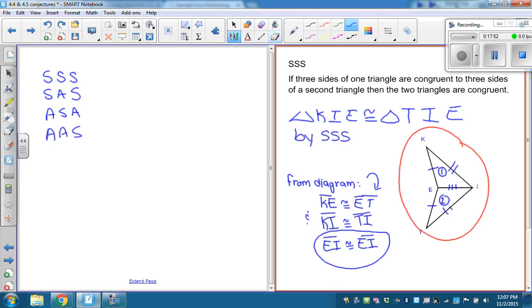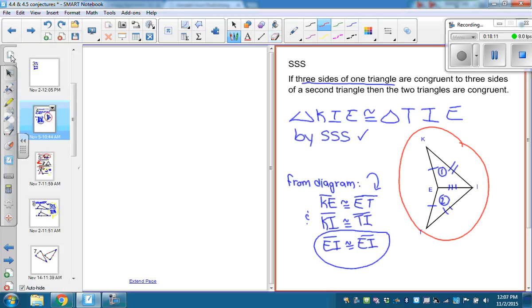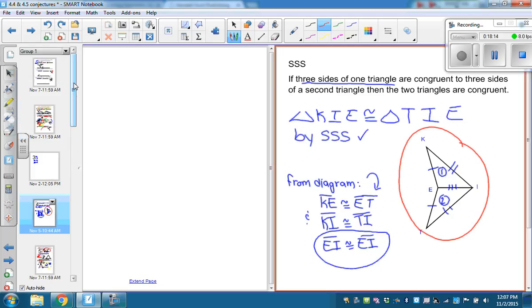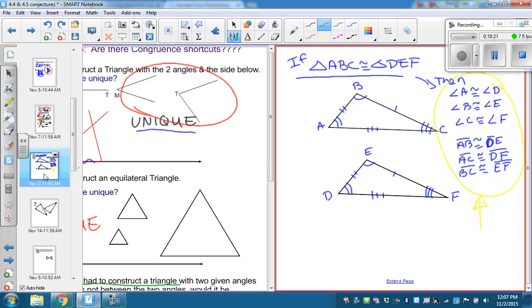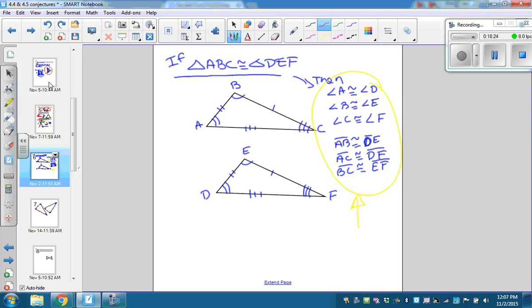So the words mean if three sides in one of the triangles, so like the top triangle, are congruent to three sides in the second triangle, the bottom triangle, then you can determine that the triangles are congruent by this theorem, side, side, side. So you don't need all six things, you only need three things. Remember in the beginning, I had a list of six things on this page here. You don't need all six things to determine triangles are congruent. You need combinations of three things, but you need the right combination.